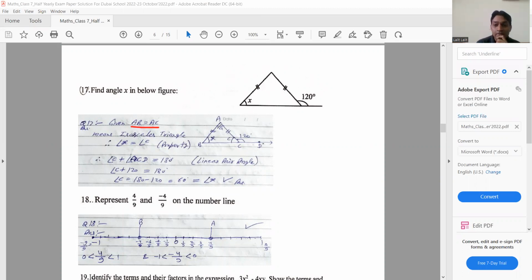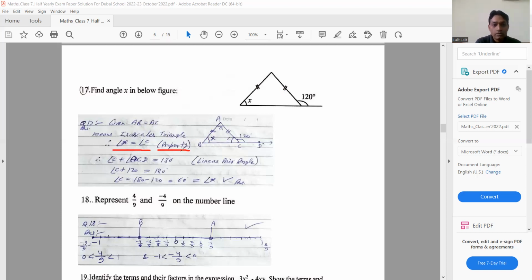So as per the triangle, when any two sides of a triangle are equal, then we call it an isosceles triangle. In an isosceles triangle, the sides are equal, then the angles opposite to those sides are also equal. So it means when AB is equal to AC, then opposite of side AB is angle C. So angle C is also equal to angle X. So we have written the same, angle X is equal to angle C, which is a property of a triangle.